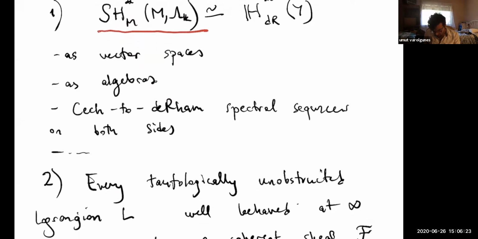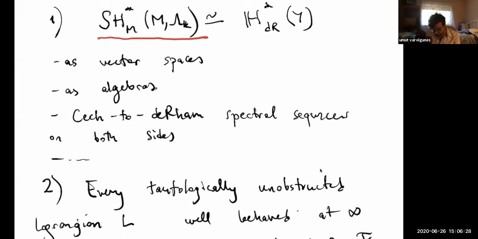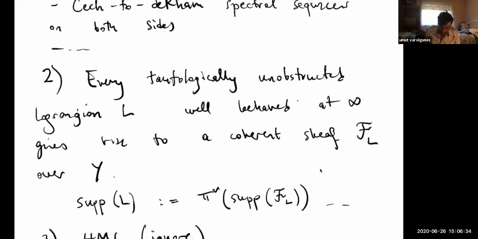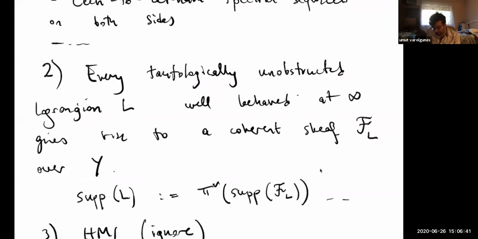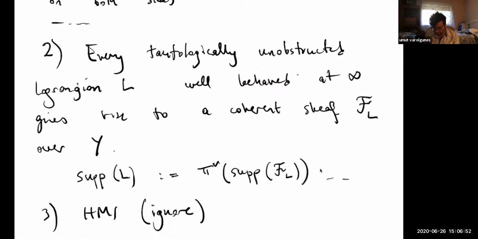Okay, so that's the main consequence of mirror symmetry that I'm going to be interested in today. But some others, maybe one consequence that should be particularly accessible, is for every tautologically unobstructed Lagrangian, which is well behaved at infinity, this should give rise to an analytic coherent sheaf over this analytic space. And one thing that you can do with this is you can take its support and project to the base.